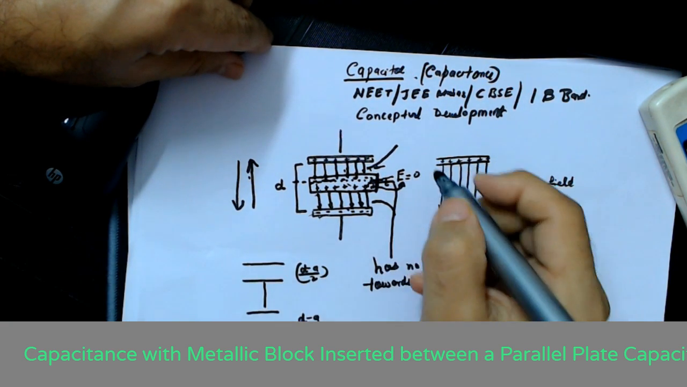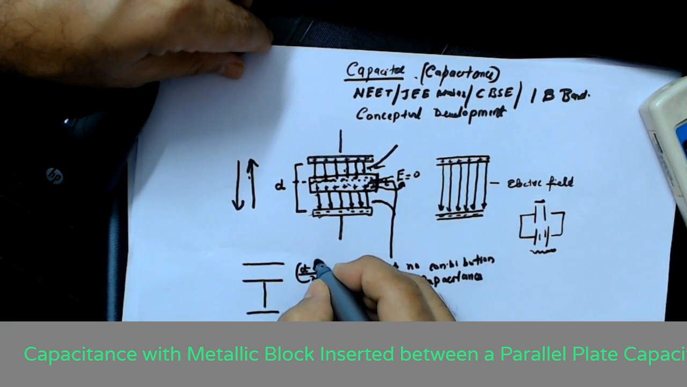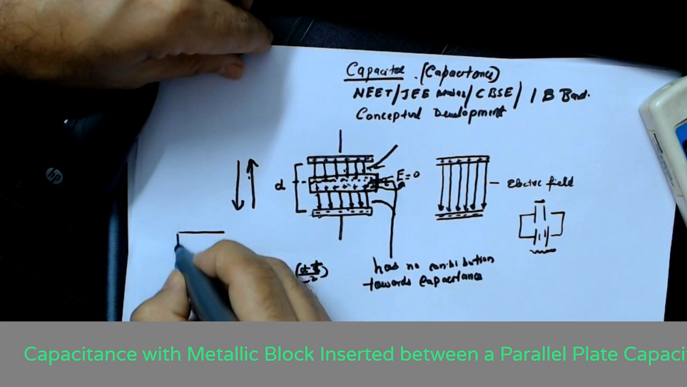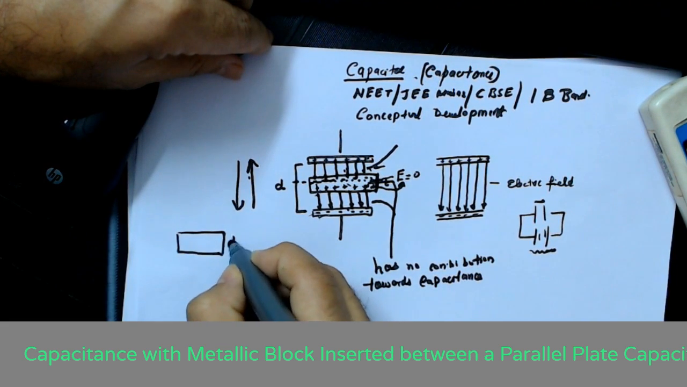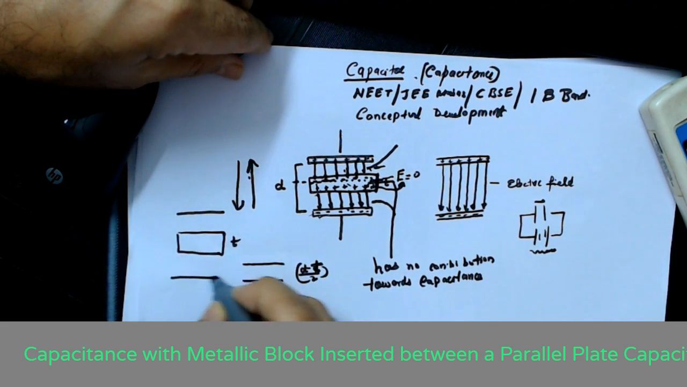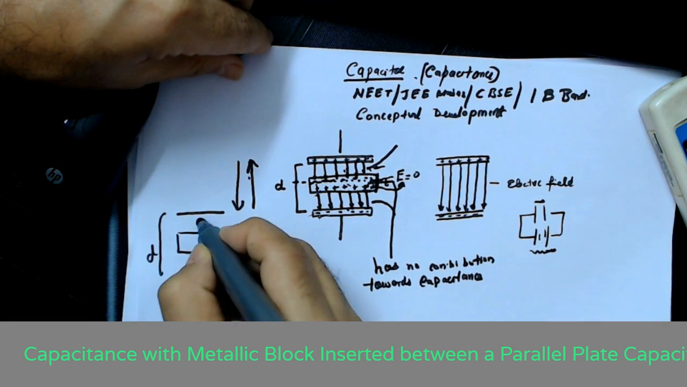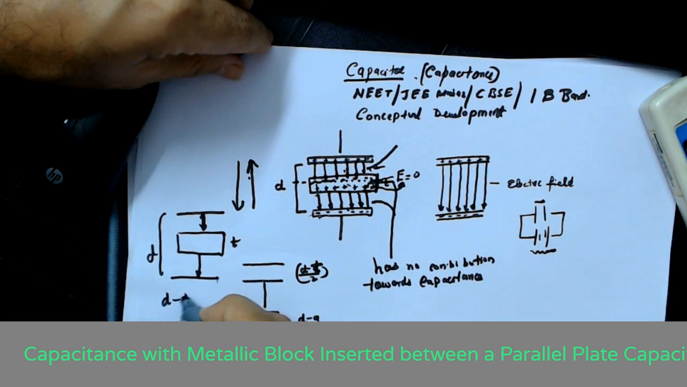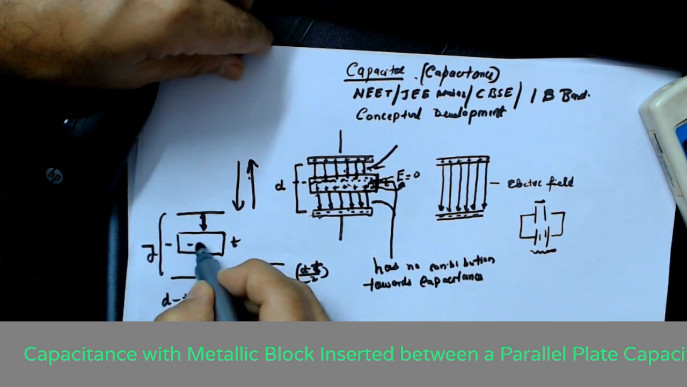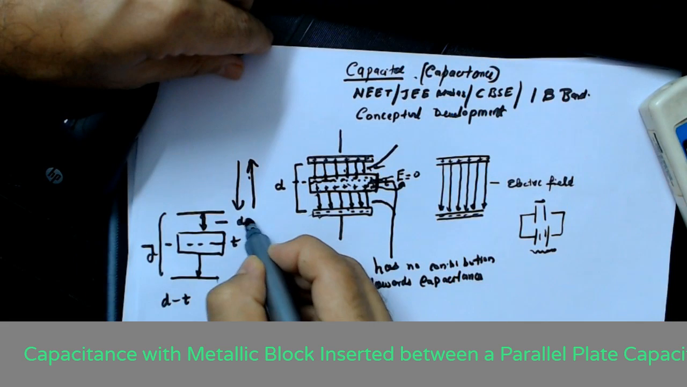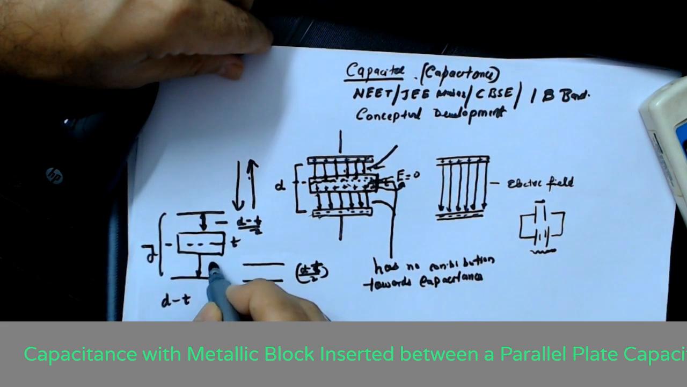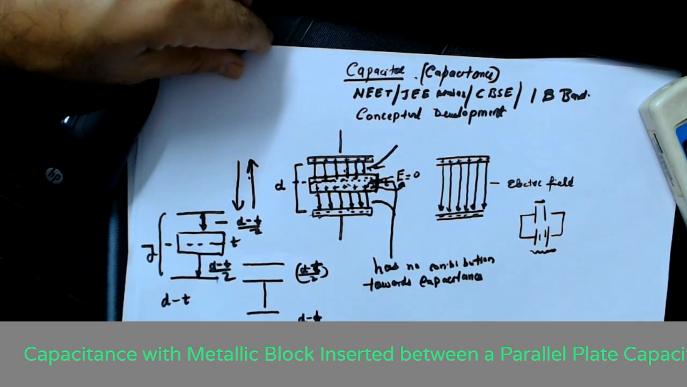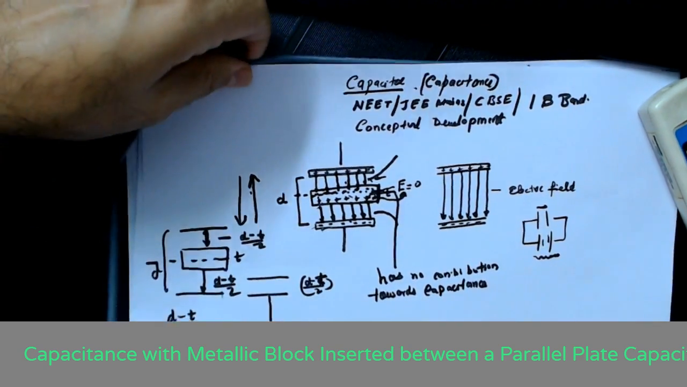Because I used the metallic block, the width of the metallic block is T, and the parallel plate, the total distance, was D. So this distance plus this distance is D minus T. And since the block is kept centrally, this distance is D minus T by 2, and this is also D minus T by 2. So I'll just correct the terminology being used: this is D minus T by 2 and D minus T by 2.